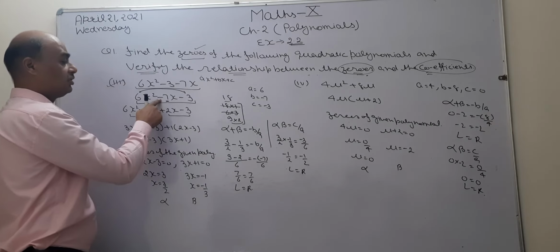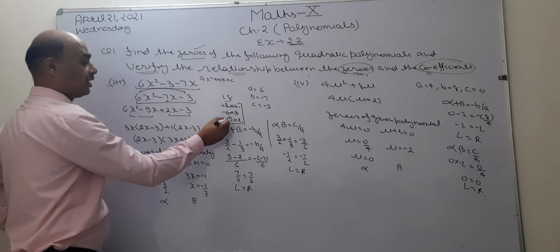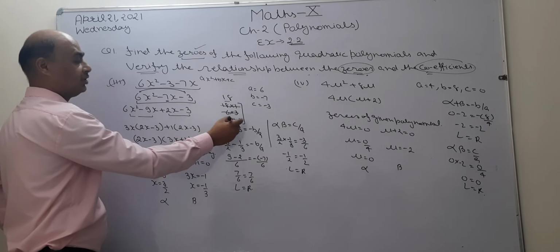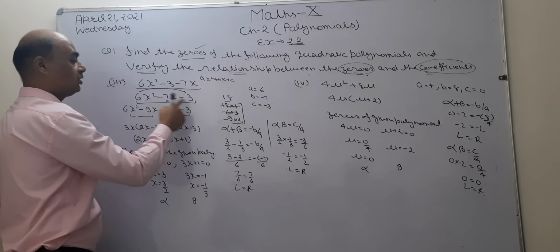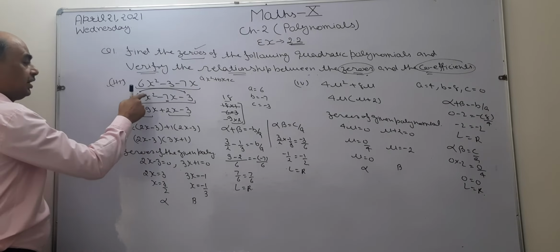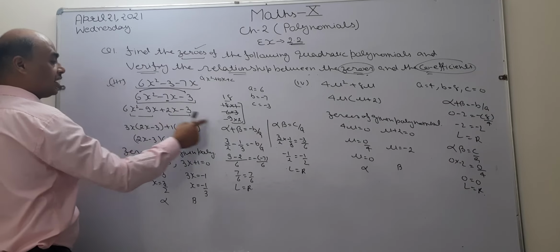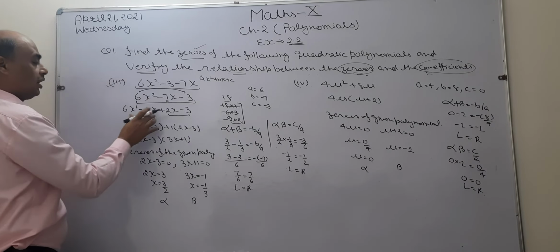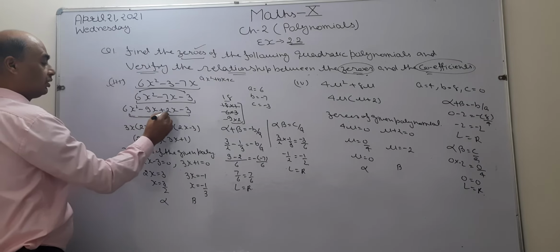Now negative sign is there. Negative sign is given to the largest number. This becomes minus 9 and this becomes plus, because plus minus is minus. Now see here, I write here 6x square minus 9x plus 2x minus 3. I am going to make two pairs. First pair, this is the second pair.